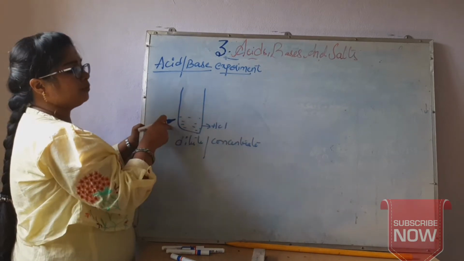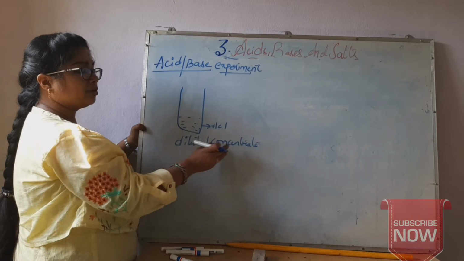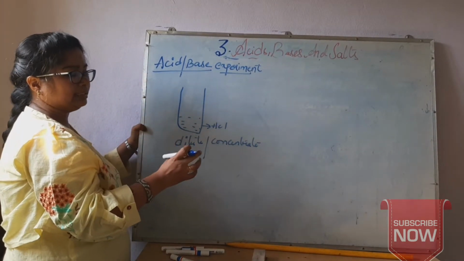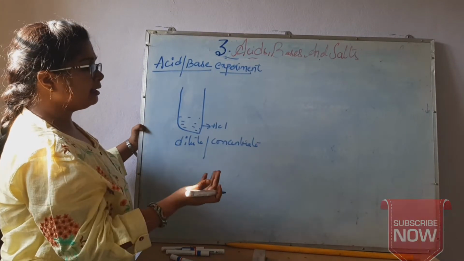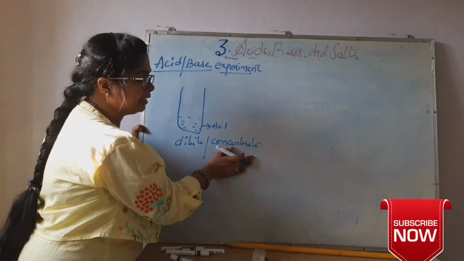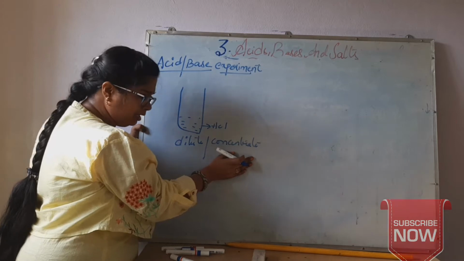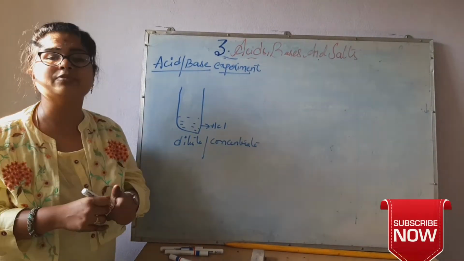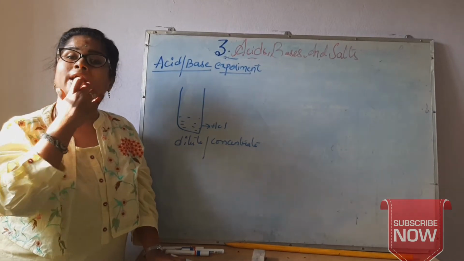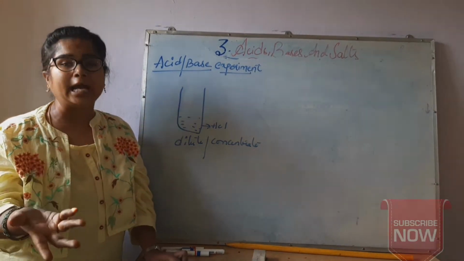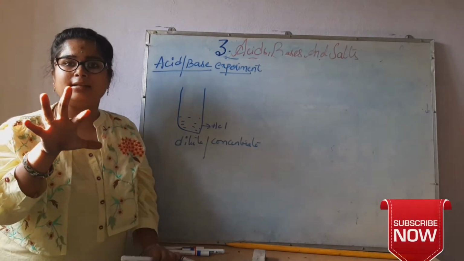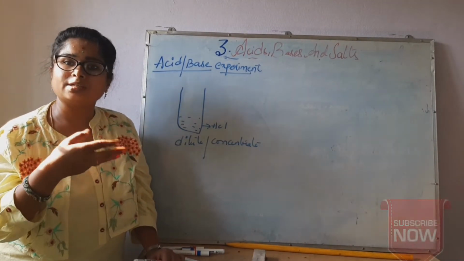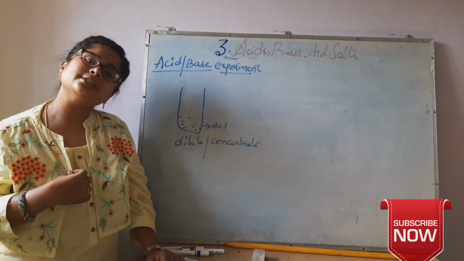HCl dilute means pouring water into it. It becomes dilute. Concentrated is the solution as it is, in which you are not supposed to add any water. In simple language, if curd is there, it is a concentrated one. If you add water to it, it becomes buttermilk, a dilute one. Dal is concentrated. If you add water to it, it becomes dilute.